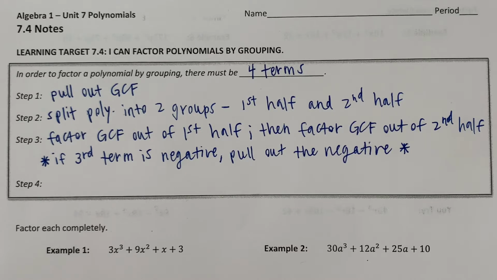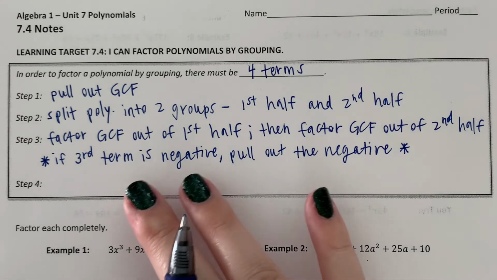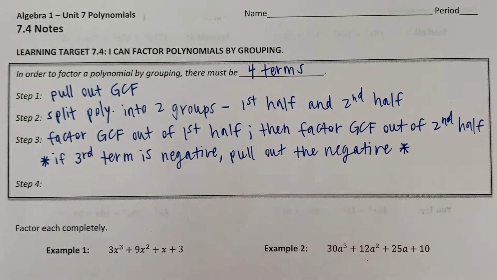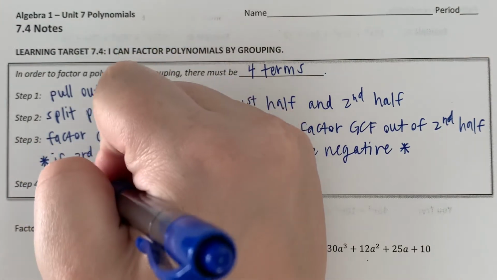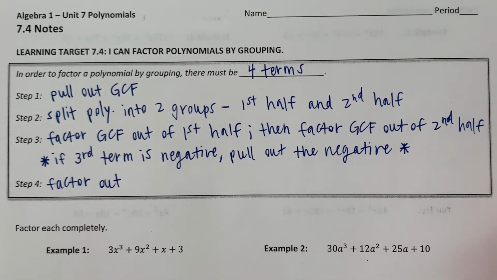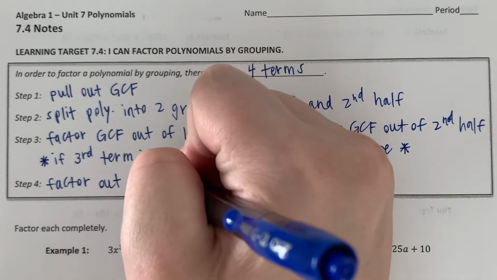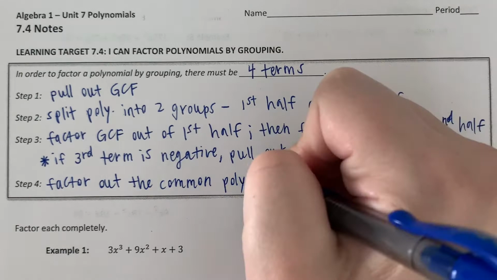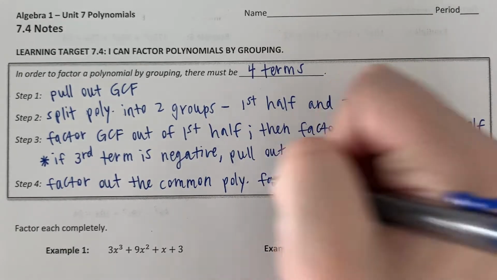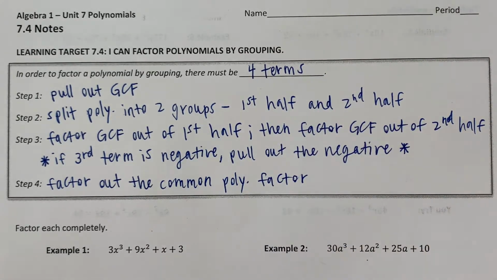And then our last step, once you have already factored the first half and the second half, step 4, is to factor out the common polynomial factor. Factor out the common poly factor. And so you'll see that there will be something in common that we can pull out, and then we'll be finished. So 4 steps, we keep seeing GCF, the word factor. We'll see what this looks like here with some examples.